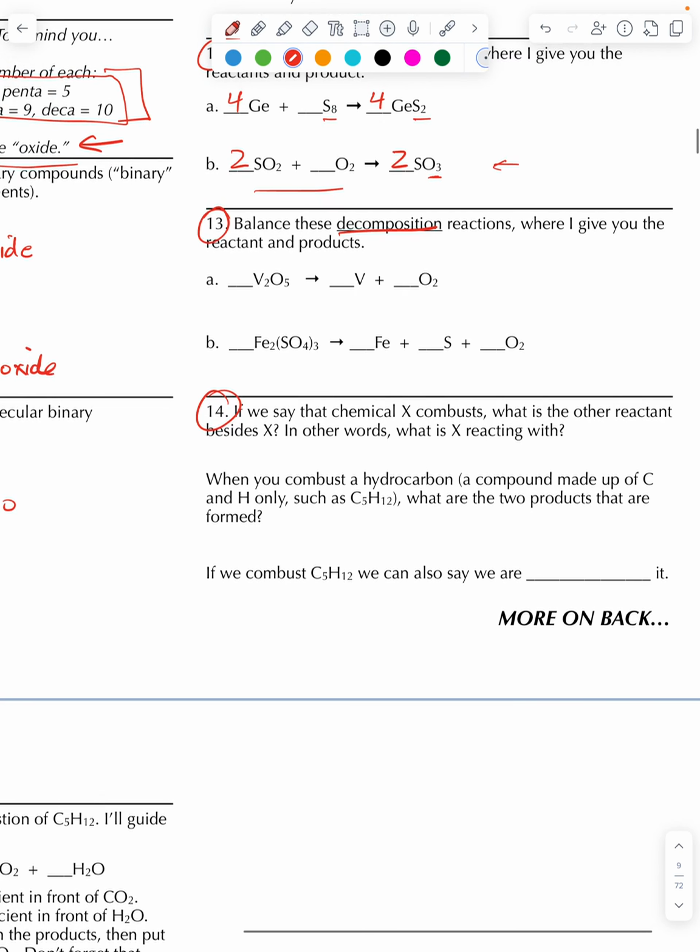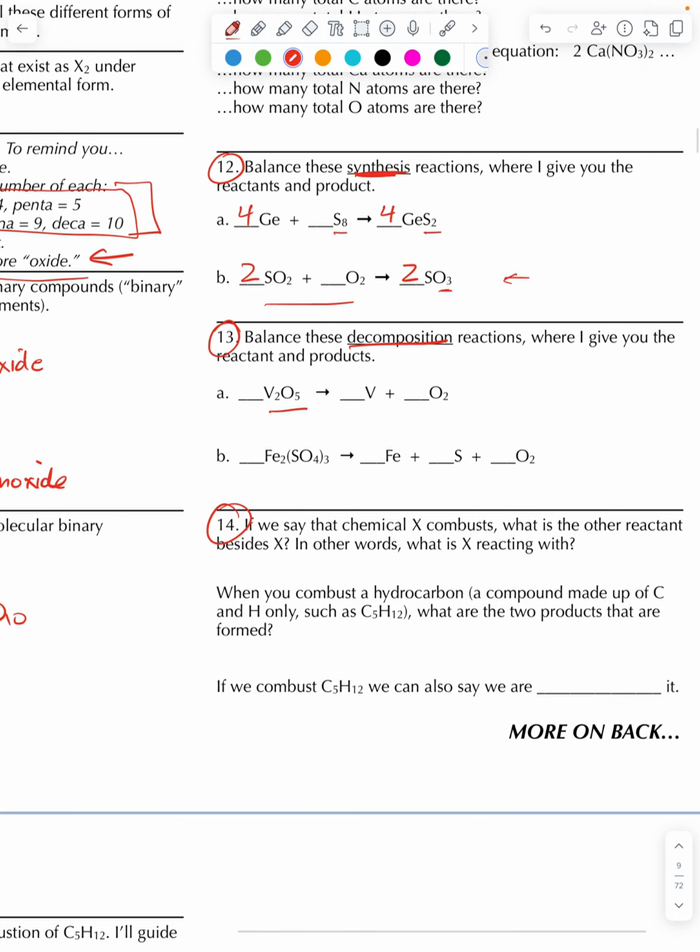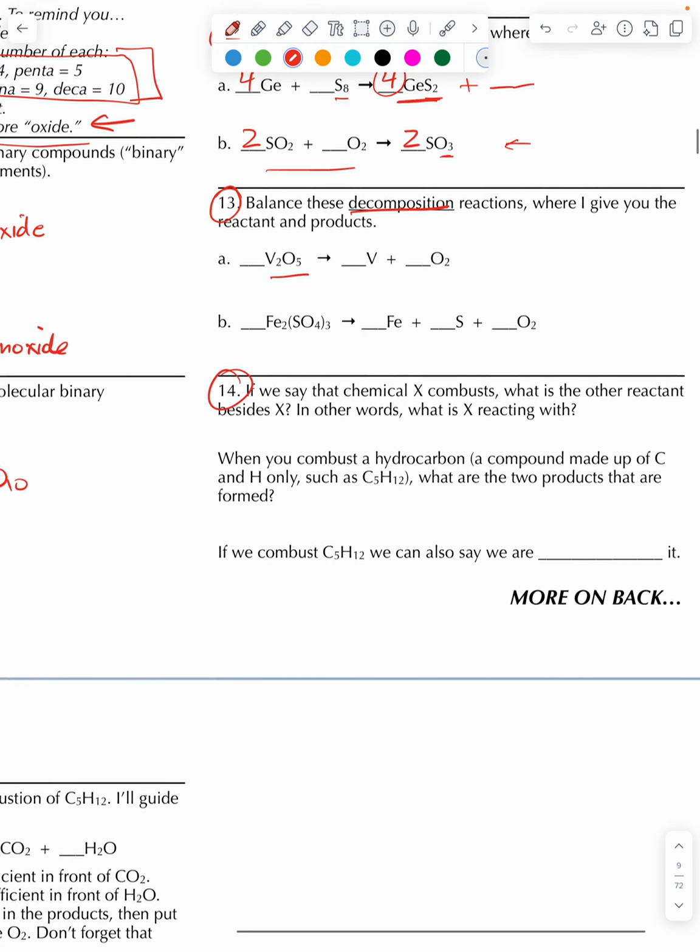Now, decomposition is when you take a single. Oh, before I do that, again, let me say something else. When I say that in synthesis, you're forming one product, I don't mean the coefficient has to be a 1 for the product. It's just that we have one chemical. We don't have a GeS2 plus some other chemical. So the same thing with decomposition.